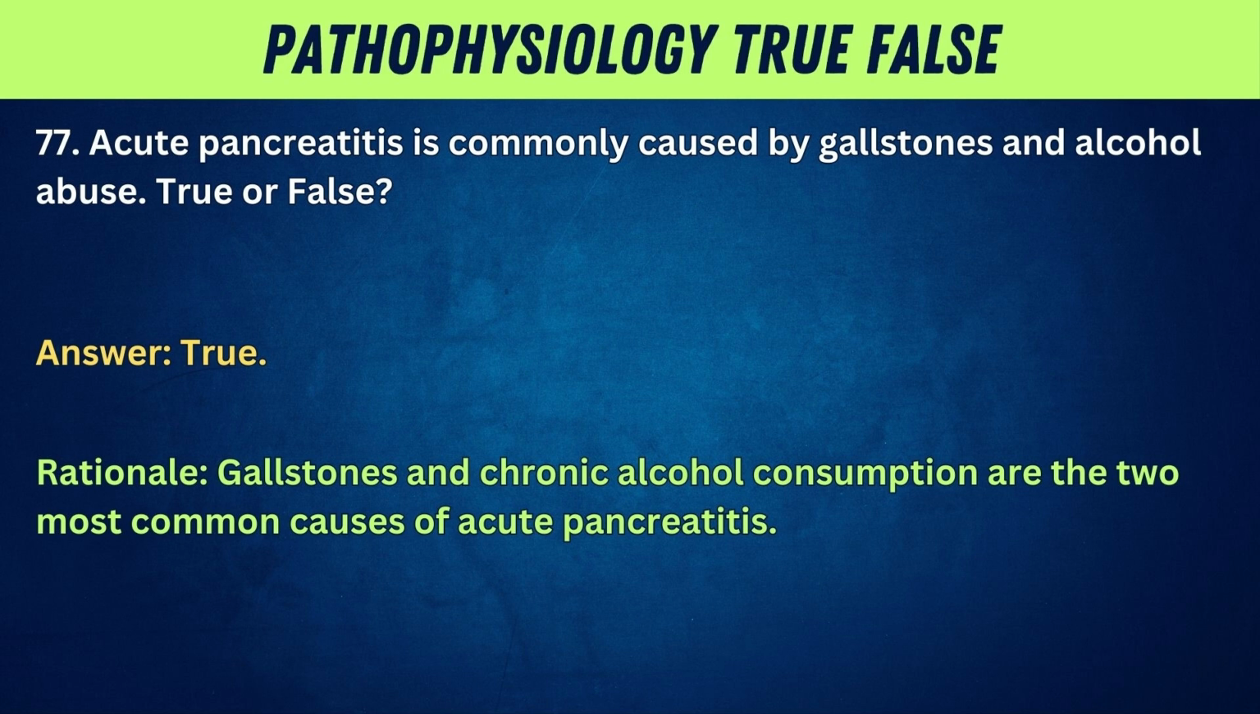Acute pancreatitis is commonly caused by gallstones and alcohol abuse. True or false? Answer: true. Rationale: gallstones and chronic alcohol consumption are the two most common causes of acute pancreatitis.